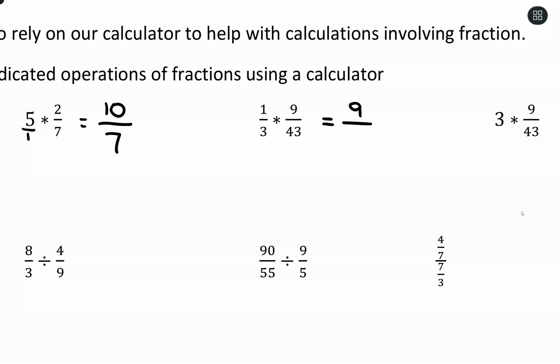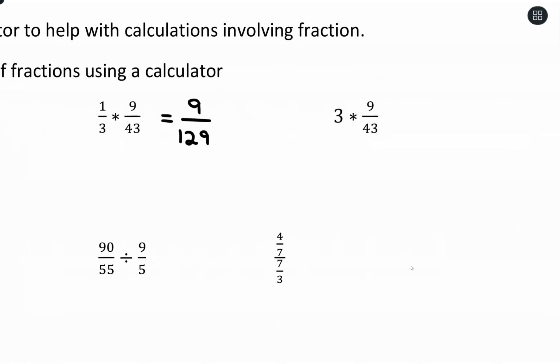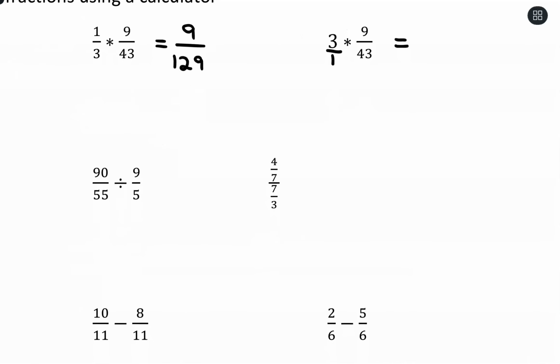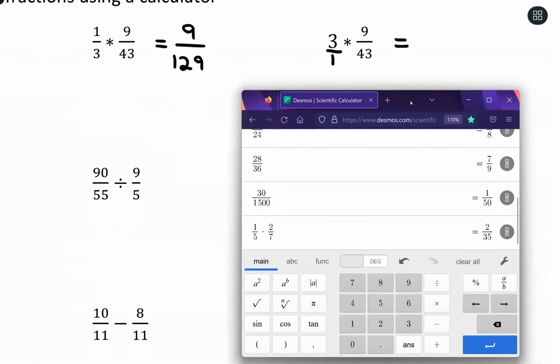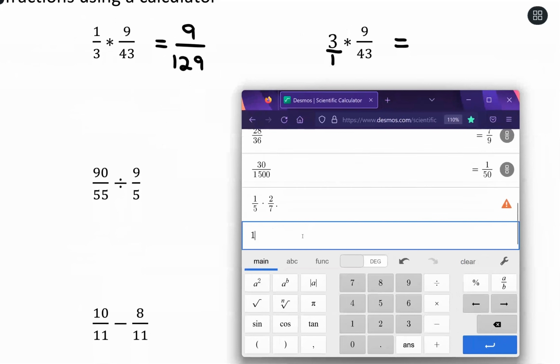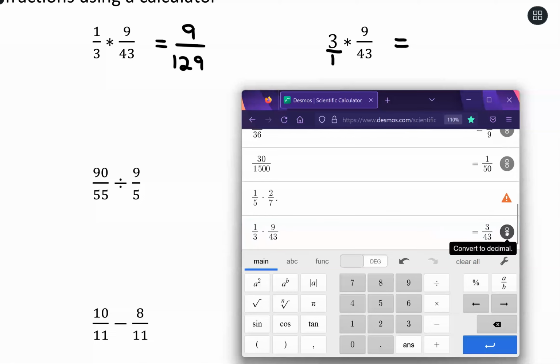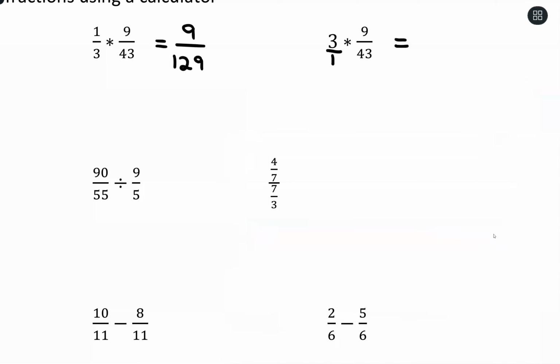1 times 9, 3 times 143, which is 129. And then that's going to be able to reduce down actually. So with these next two, let's go to the calculator and have it help us out. So that first one, 1 over 3 times 9 over 43, messy decimal, but convert to fraction, 3 over 43.